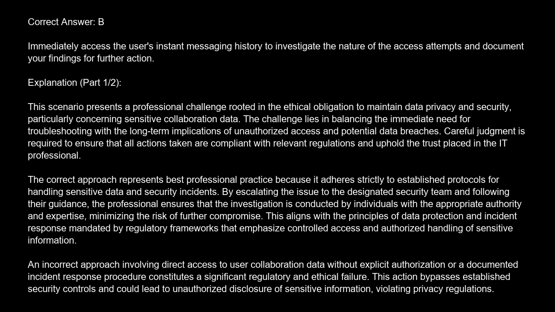By escalating the issue to the designated security team and following their guidance, the professional ensures that the investigation is conducted by individuals with the appropriate authority and expertise, minimizing the risk of further compromise. This aligns with the principles of data protection and incident response, mandated by regulatory frameworks that emphasize controlled access and authorized handling of sensitive information.